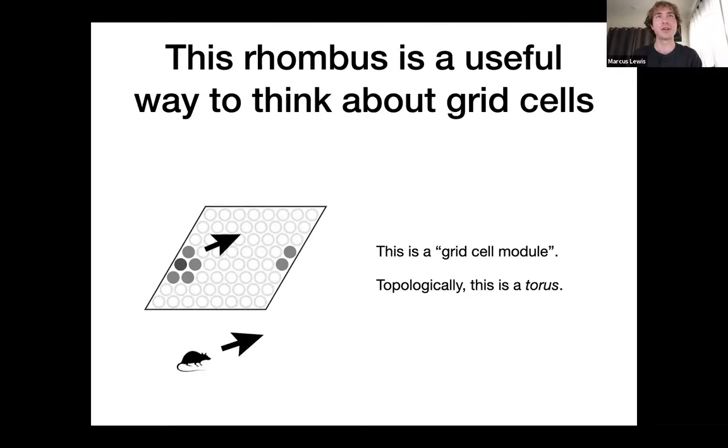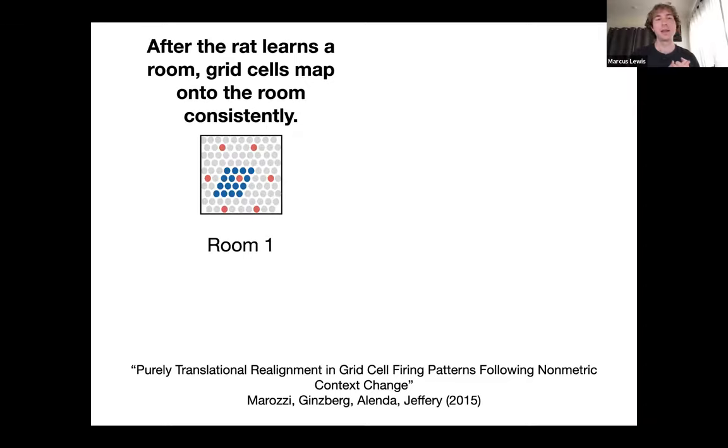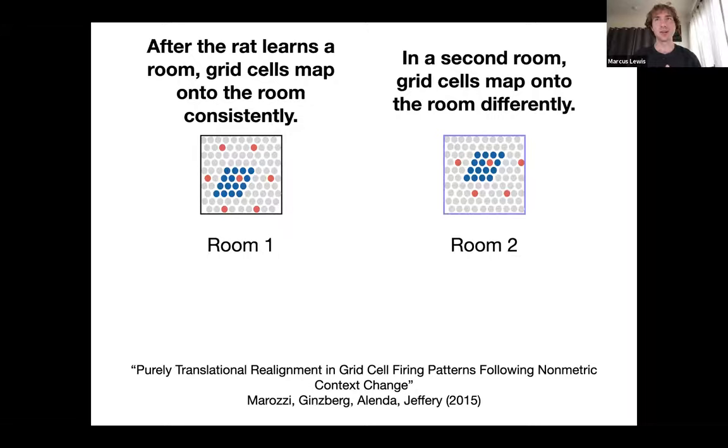For one thing, after a rat comes back into a room where it's been before, grid cells fire consistently with where they did before. But an interesting property, in what I think was an elegant little study, is that if you put the rat in another room that's similar but sufficiently different, the grid cells will map onto the room differently. But they do maintain their relationship. Like, this cell will always fire next to this cell. This cell will fire next to this cell. But you get this translation of them as a whole.